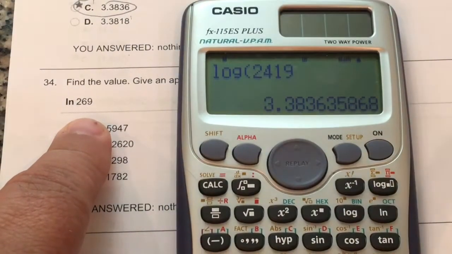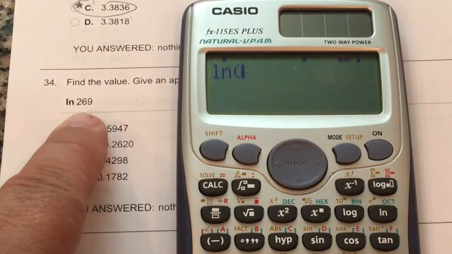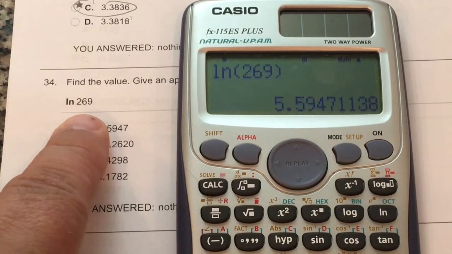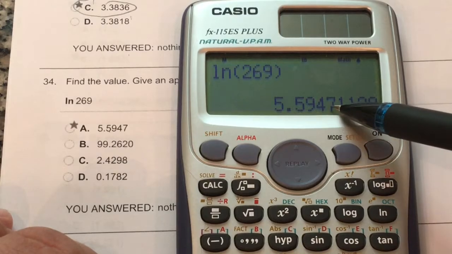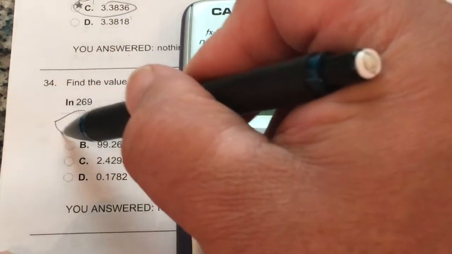Another calculator key in. 4 decimal places. So now we're just going to hit the LN button. Just the LN button. LN of 269. 5.594. And that one they went to 4 decimal places. So 1, 2, 3, 4. That's 4 or below, so I let that 7 go. I leave that as a 7. So it's choice A.